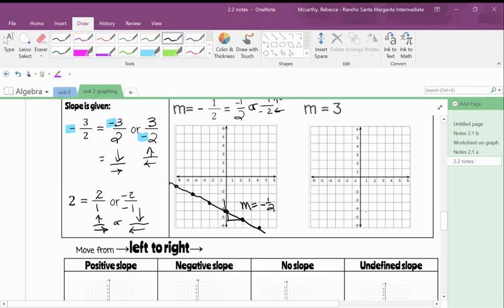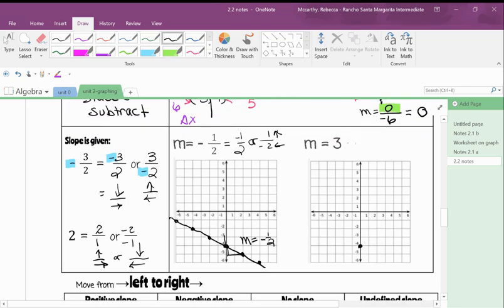So looking at this one, I'm going to start at the same point, and I could rewrite this as 3 over 1 or negative 3 over negative 1. So let's use this idea, and I'm going to make that in purple. It's going to go up 3, 1, 2, 3, and to the right 1. And I'm going to continue that pattern until I run out of paper. So I go up 3 and to the right 1.